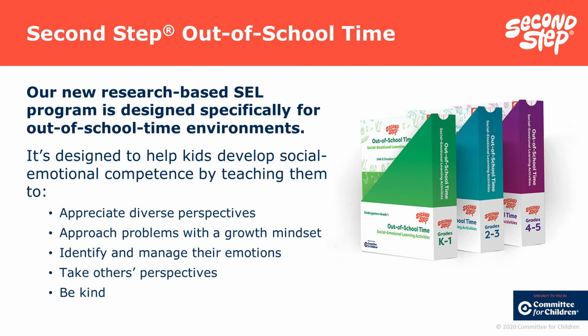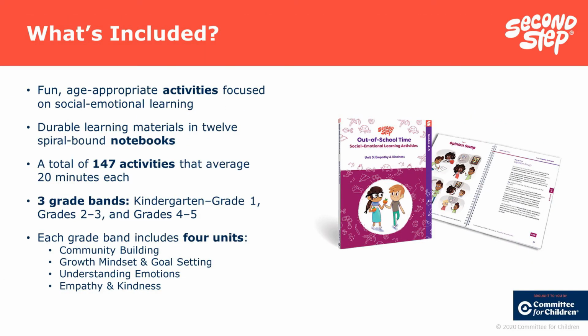The program aligns with and can be used in conjunction with Second Step kindergarten through grade 5 classroom kits, but it can also be used as a standalone SEL curriculum in many different out-of-school time environments, and we know that the out-of-school time space is pretty diverse. So the learning materials, now we're getting down to the brass tacks, include 12 spiral-bound notebooks with a total of 147 activities that are designed to take about 20 minutes each.